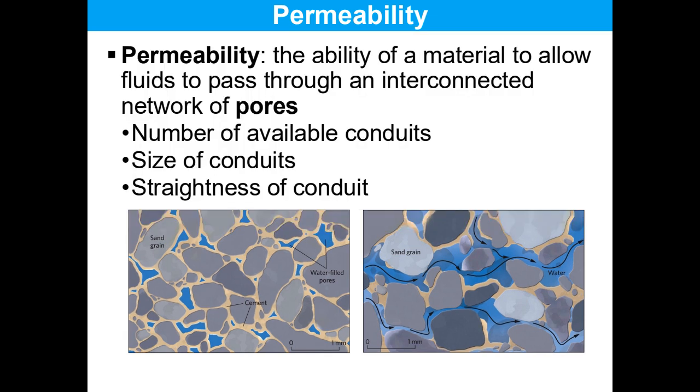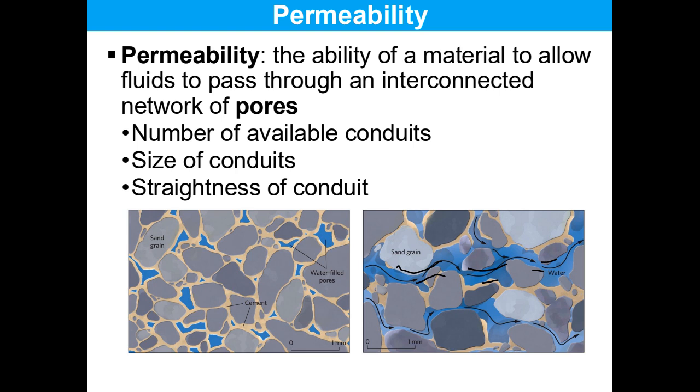And that's the definition right here. Permeability is the ability of a material to allow fluid to pass through an interconnected network of pores. When I say fluid, this applies not only to water, but also to petroleum or oil. So this permeability depends on factors such as the number of available conduits. For example, we have 1 here, 2, 3, so many conduits. This is important, because if you have no conduits, then permeability is less.